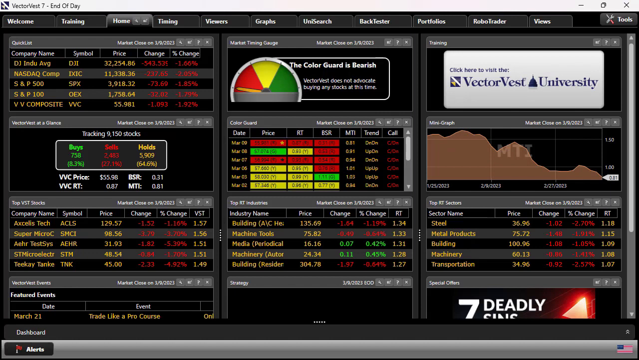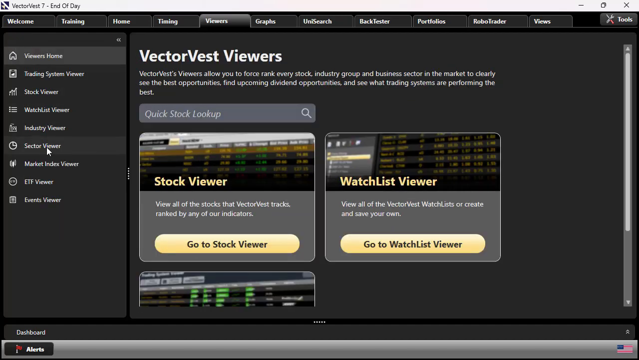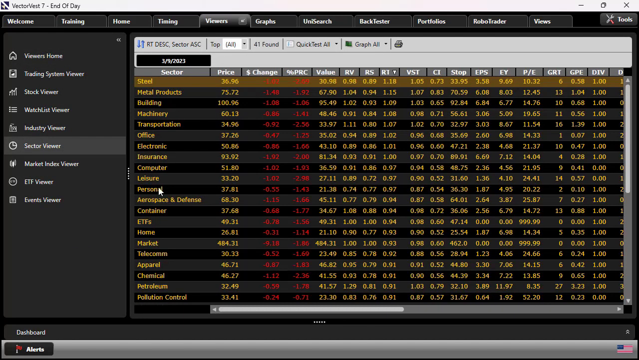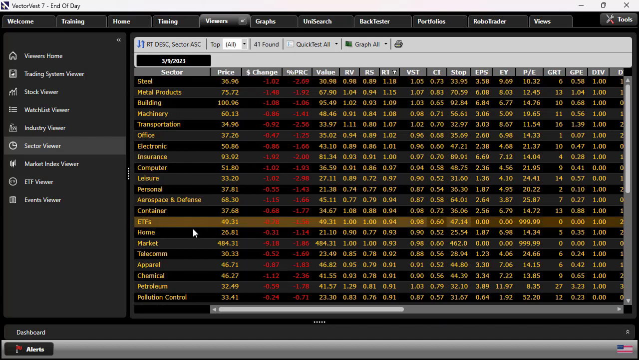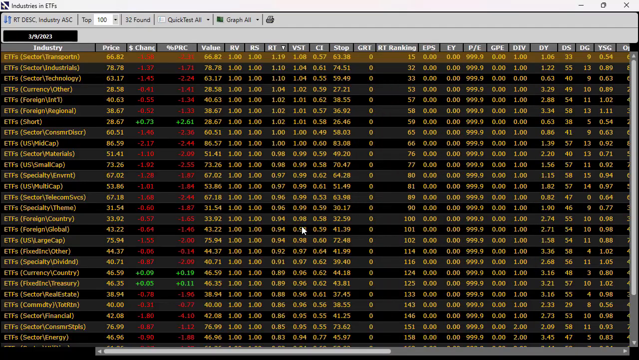So let's see what Contra ETFs look like inside of VectorVest and orient ourselves for tonight's exercise. From the homepage of VectorVest, I'm going to go over to the Viewers tab, and I'm going to the sector viewer. ETFs are all housed in one sector. If I right-click on the ETF sector and look at the industries in the sector, I can see the ETF sectors are further broken down by industry.